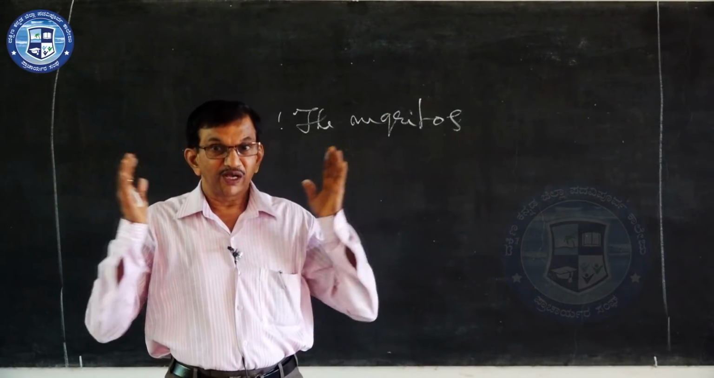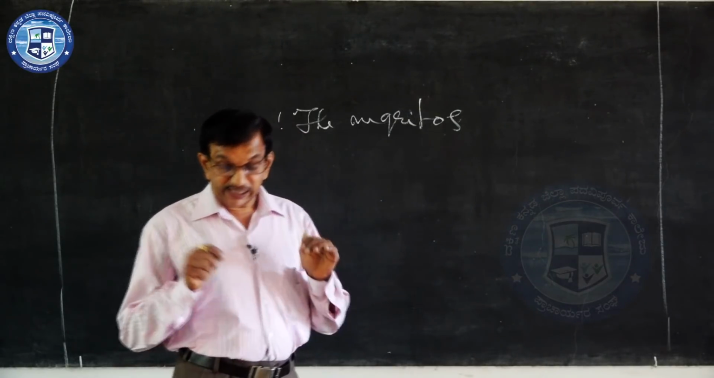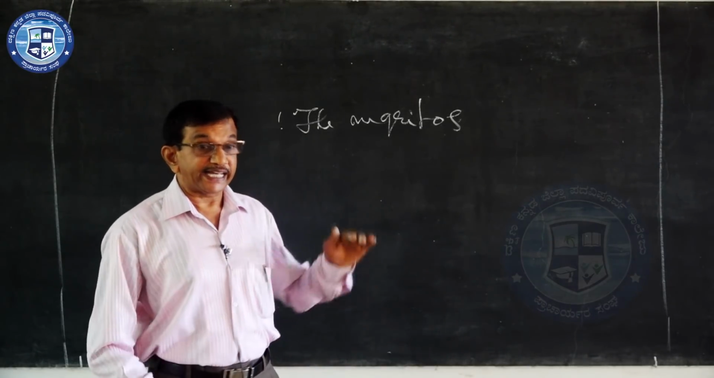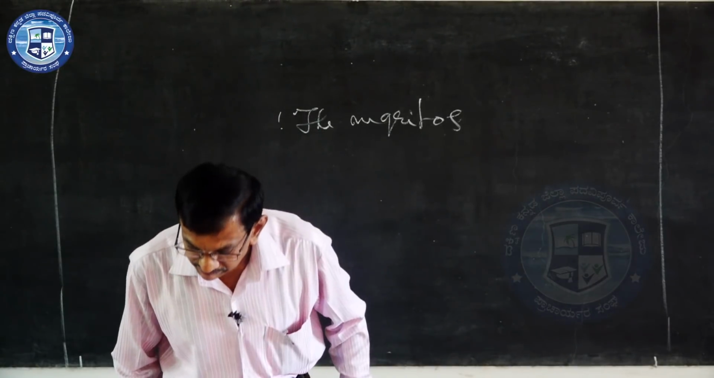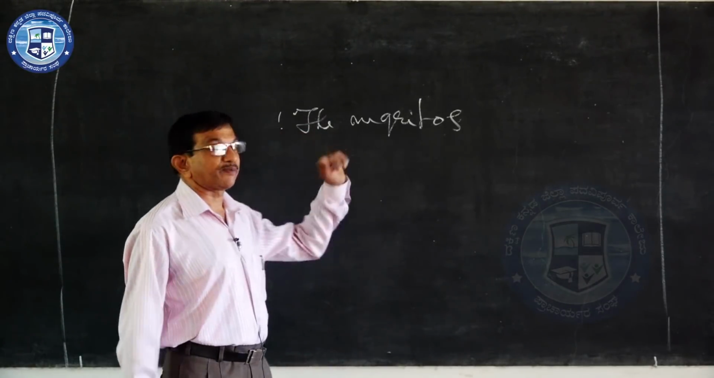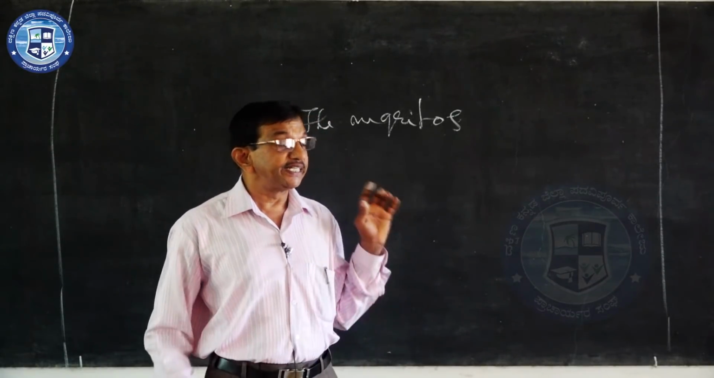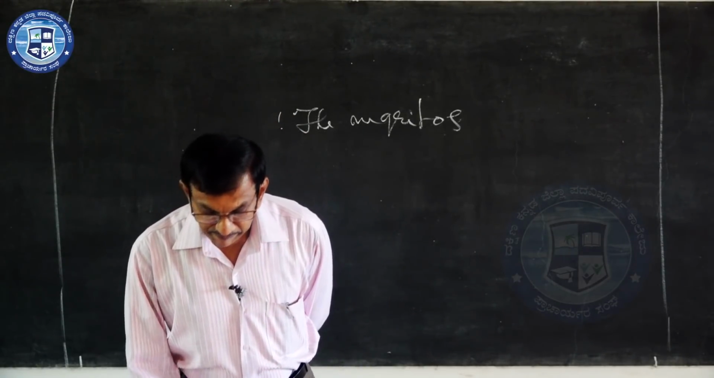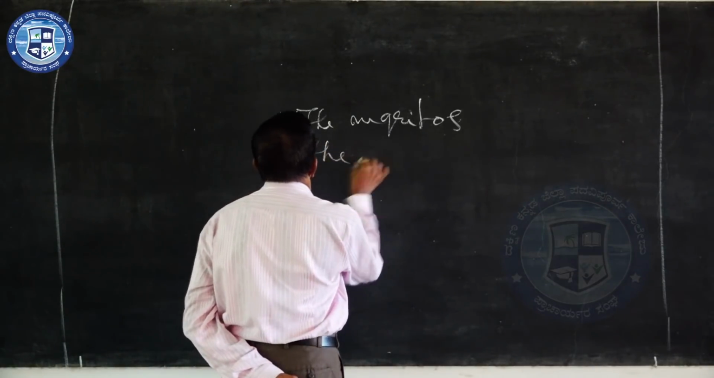Broad head, broad nose, black complexion, bold lips, and their stature is somewhat medium stature. So like this, these are the characteristics that these Negritos have. Based on these characteristics, the first race, the Negrito race, has been identified by B.S. Guha.